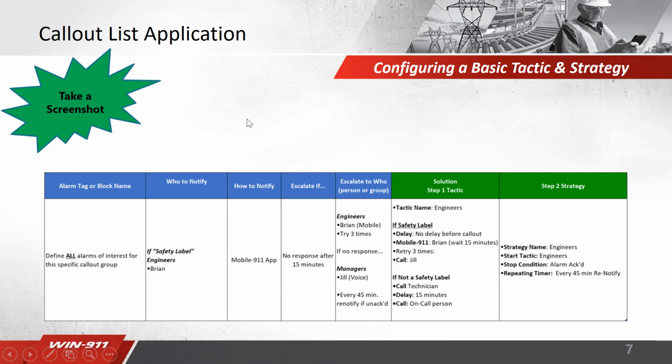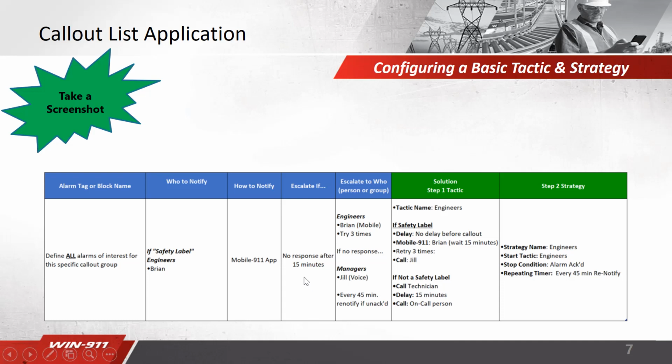Let's take a look at an example I've created for our demo. I recommend taking a screenshot before we get started. The first step in the process, you know exactly which alarms you'd like to notify on. Here, we're choosing alarms with safety. As our alarms come in, we will assign these with a safety label. This could be something like a high pressure alarm or a palletizer fault or a light curtain. These alarms, they'll have the safety label and we'll notify Brian with the mobile app.